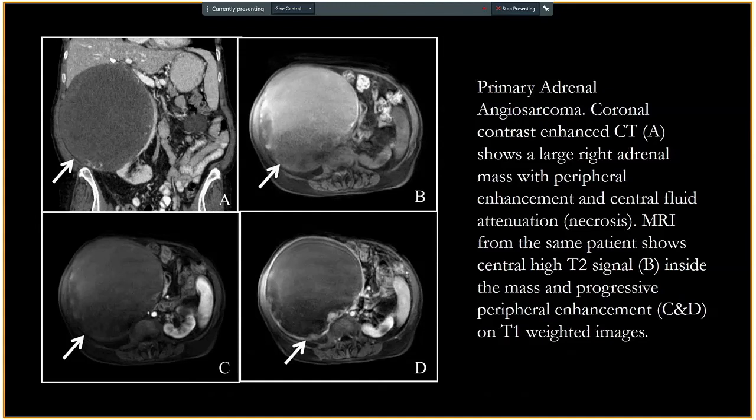Another rare tumor is a primary adrenal angiosarcoma. In this patient, on the coronal CT, we see this large mass with mass effect arising from the right adrenal. Sometimes when the masses are large, it's hard to say where they are coming from, and only after resection do we know that this was adrenal in origin. So this tumor shows peripheral enhancement, and the MR images show central necrosis and some peripheral enhancement that increases with time, from here to here. There is more enhancement on this delayed image. This is a T1 image with fat sat and contrast. And so this patient was diagnosed with an adrenal angiosarcoma.